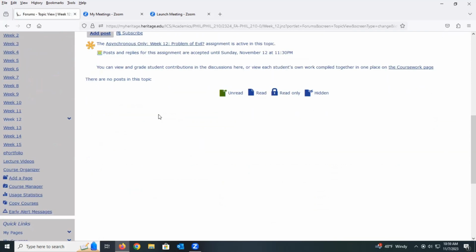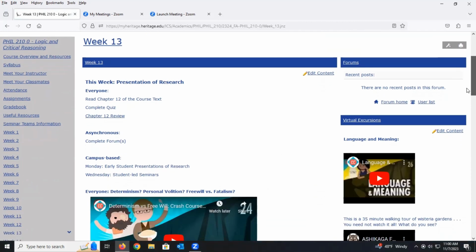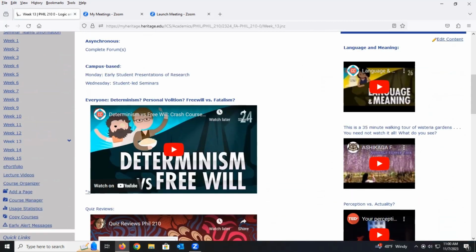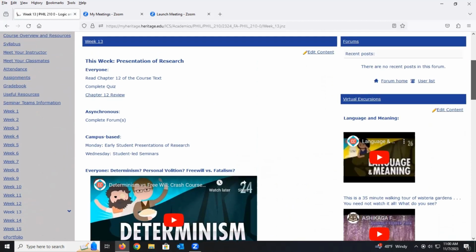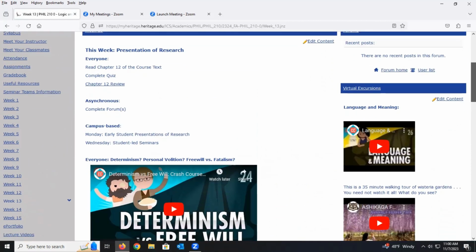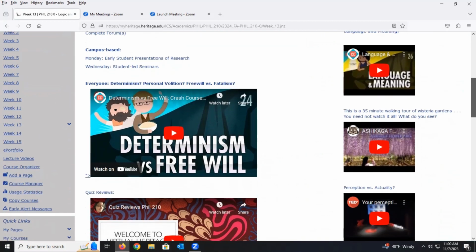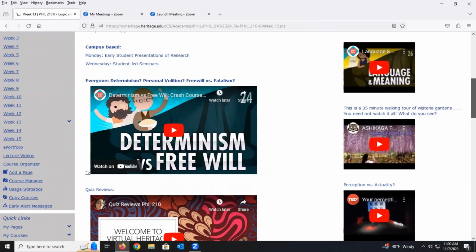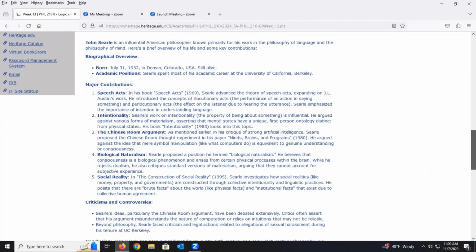We're going to move on now, though, to week 13. In week 13, students will be looking at personal volition, free will versus fatalism. Also, we have a review of all of the quizzes we've had this term. We have a little discussion of language and meaning. Asynchronous learners have a forum to complete. We have a student-led seminar in the campus-based course. We also discuss John Searle's work and his major contributions.